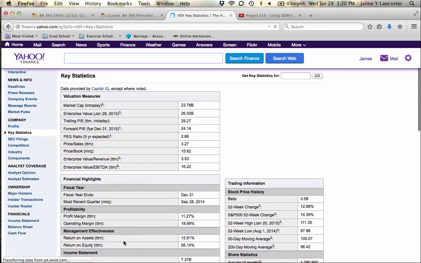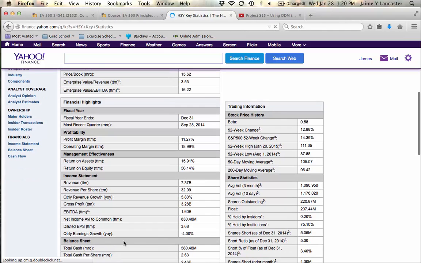Aha, key statistics. What we're going to do is scroll down to share statistics, and what we want is the number of shares outstanding. 220.87 million.